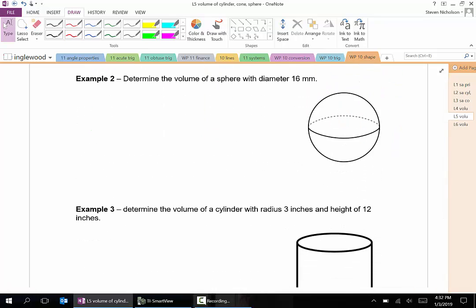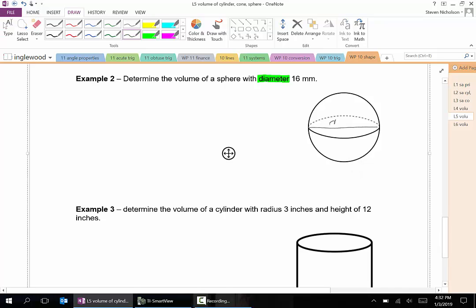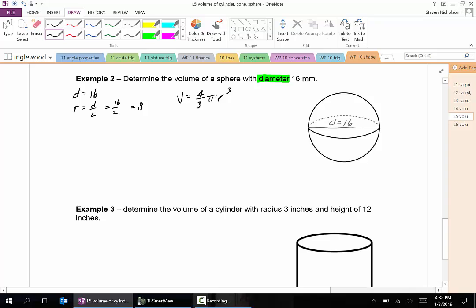Okay, the volume of a sphere. Now, again, we have to be careful. If we're going to use a formula, we have to make sure we plug in the right thing into the right spot. We're told that the diameter of this sphere is 16 millimeters. So again, that's really important to recognize. It's 16 millimeters, but we want the radius, and the radius is equal to the diameter divided by 2. So again, in our formula, V is equal to 4 over 3 pi r cubed. R is the radius. We have to know what the letters stand for.